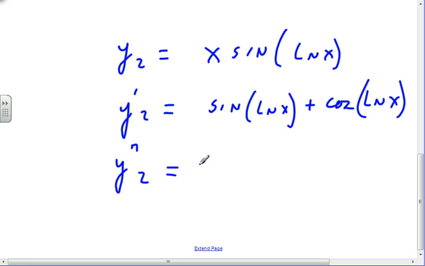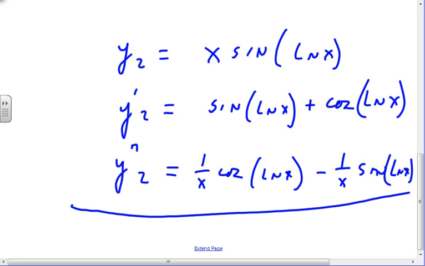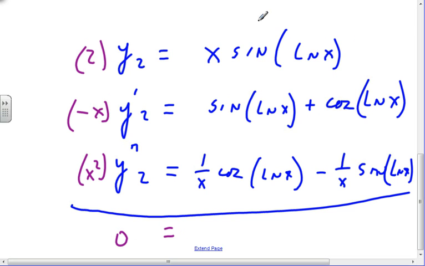Okay, so I got 1 over x cosine natural log x, and I've got minus 1 over x sine natural log x. And I want x squared of this guy, and I want minus x of that guy, and I want 2 of this guy, and when I get done I better have 0. Alright, so that's my plan.